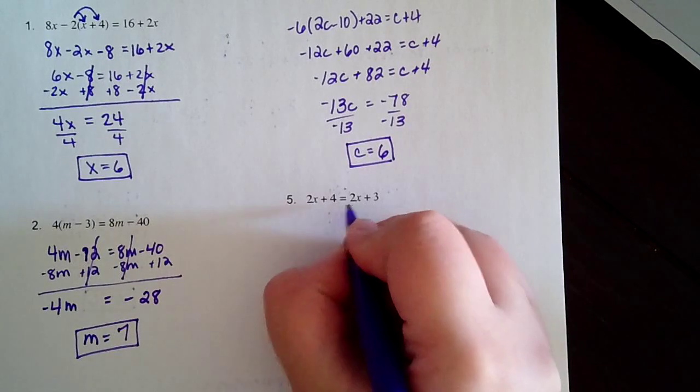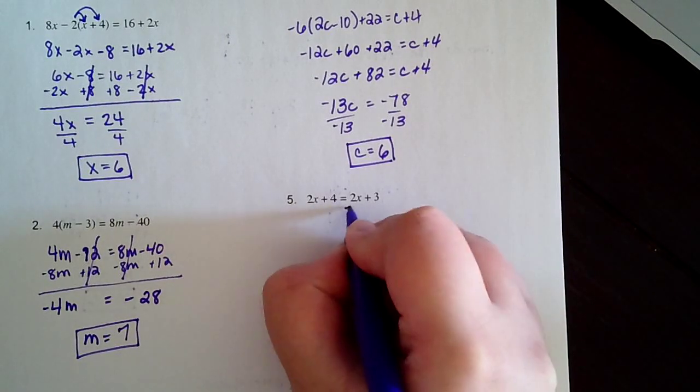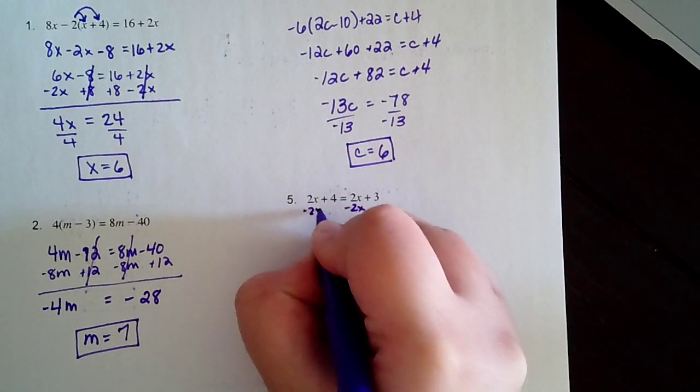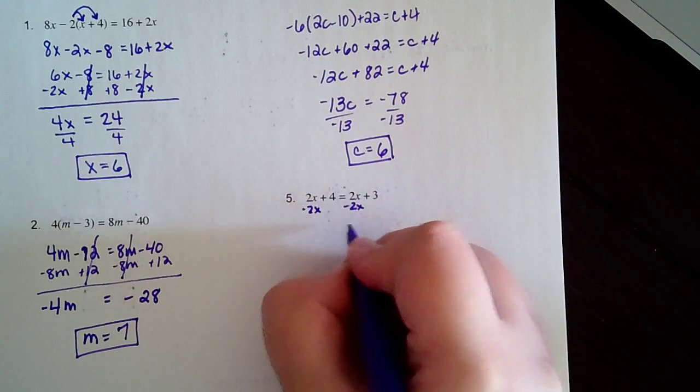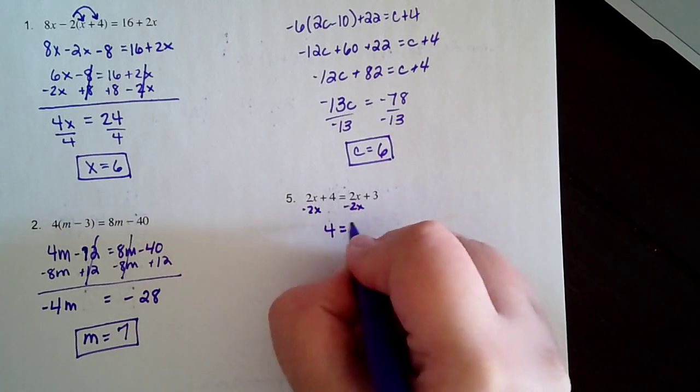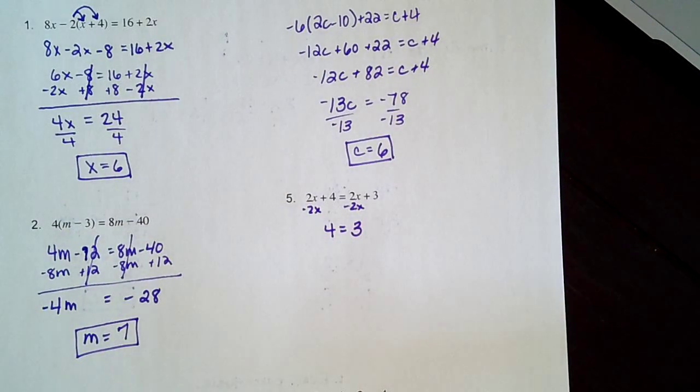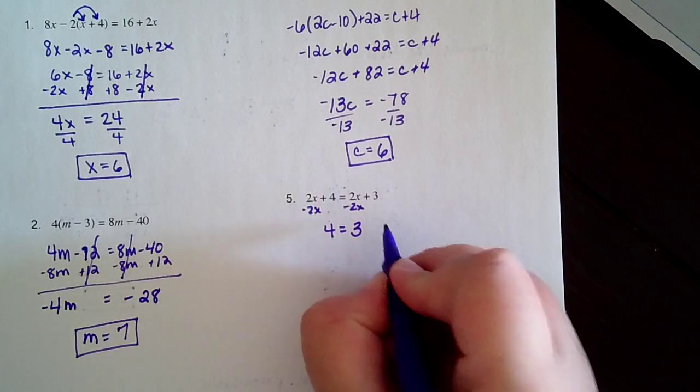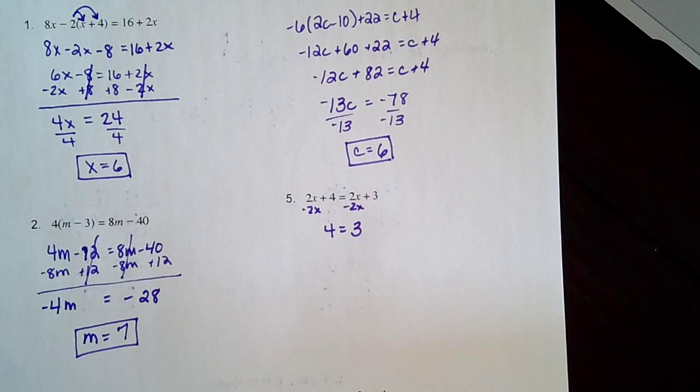2x plus 4, move the 2x over. This one I actually am going to show. These cancel, so I'm left with 4 equals 3. Now you might be really, really ready to box that answer, but if you do, I'm not going to lie, I might laugh at you a little bit, because you know in your head that 4 does not equal 3.